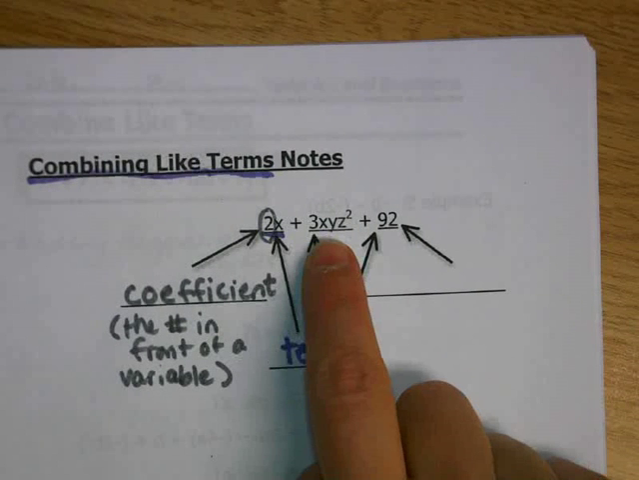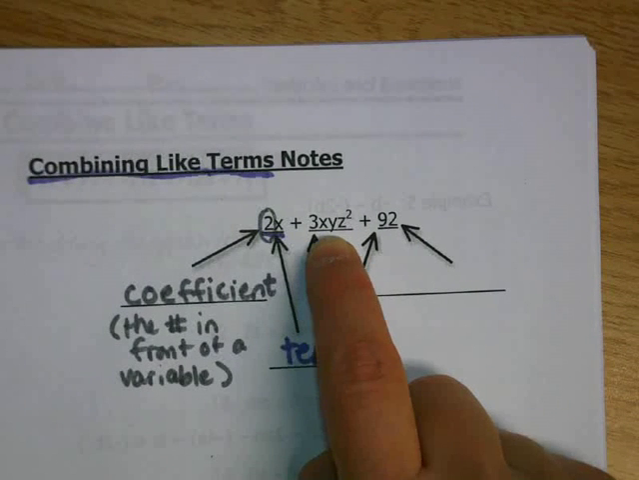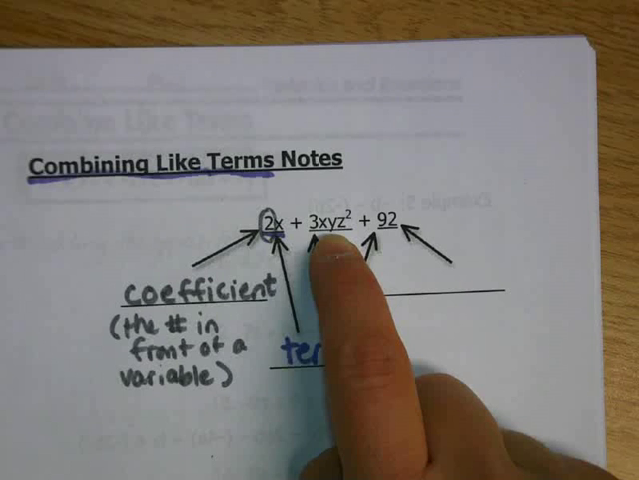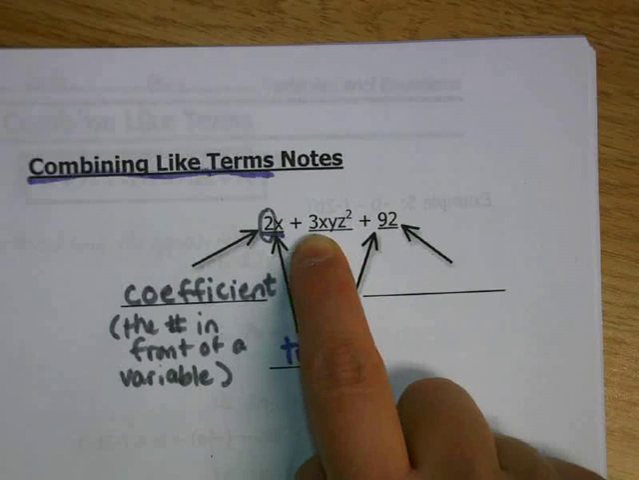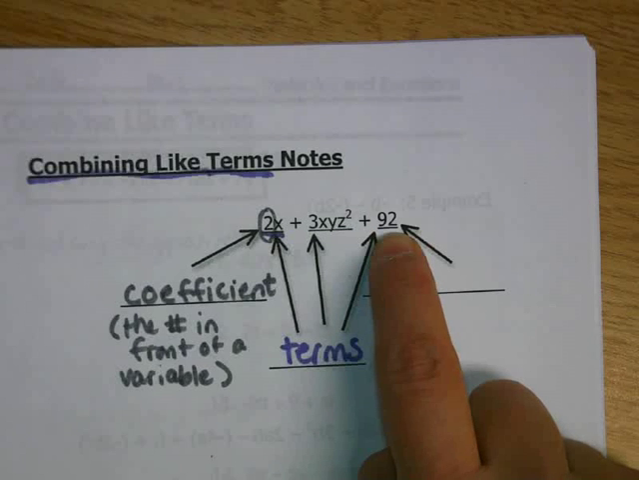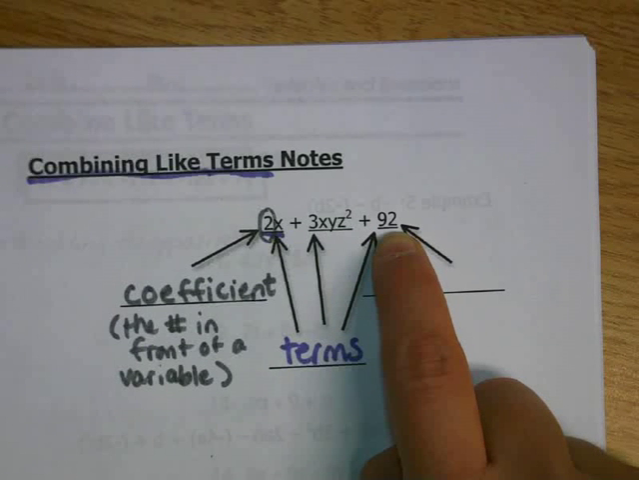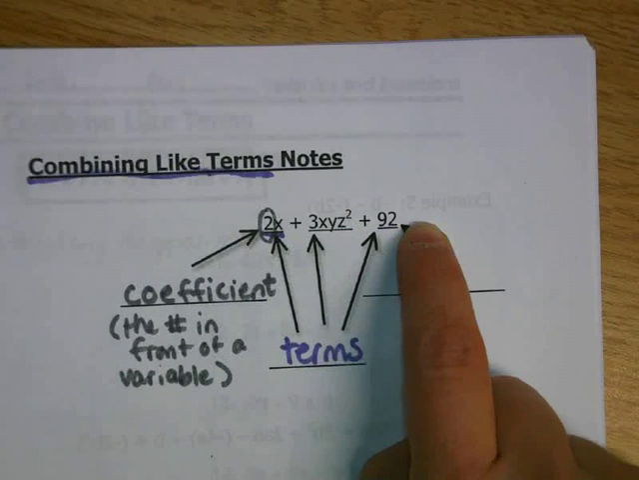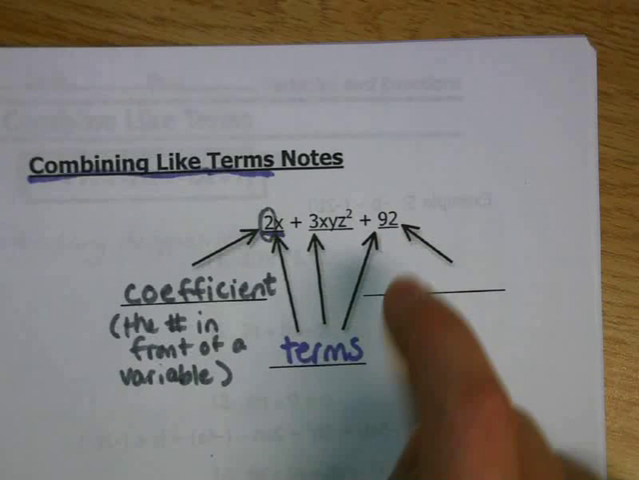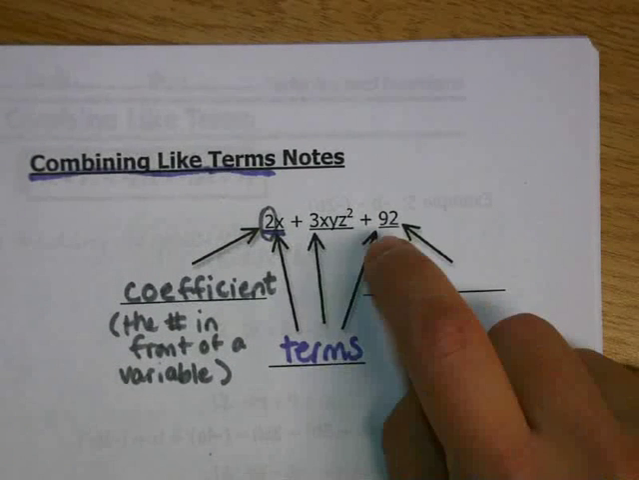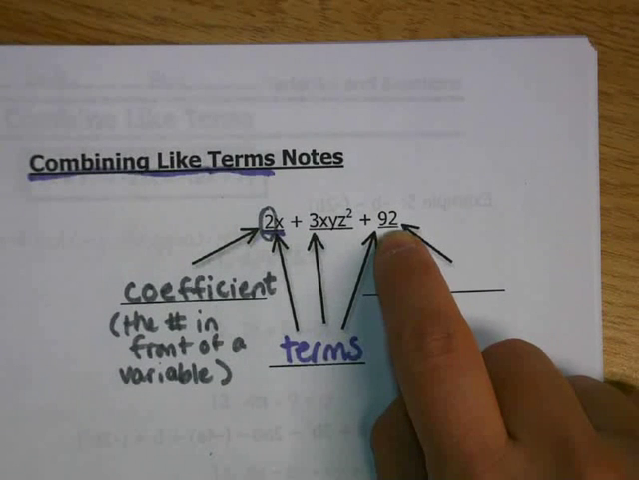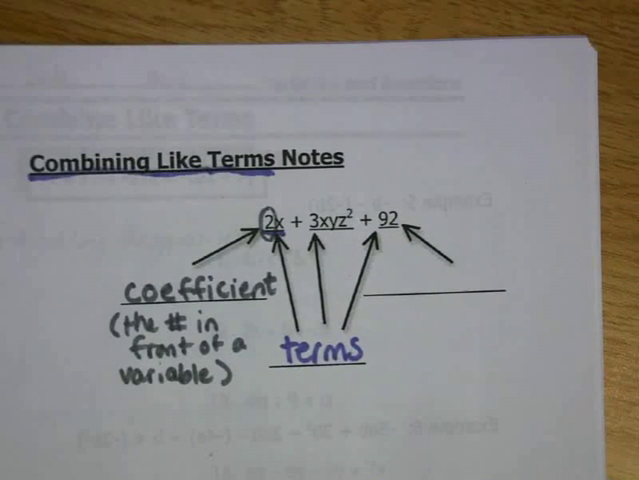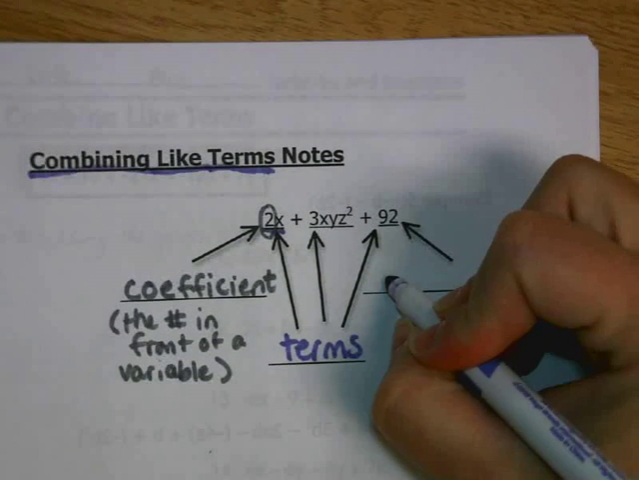What's the coefficient for this term right here? 3xyz squared. The coefficient would be 3. It tells us how many of all those there are. All right, what about this one? Do we have a coefficient right here, 92? No, there's no coefficient because there's no variable. The coefficient has to be in front of a variable. But this has another name. We call a term that is just a number a constant term.